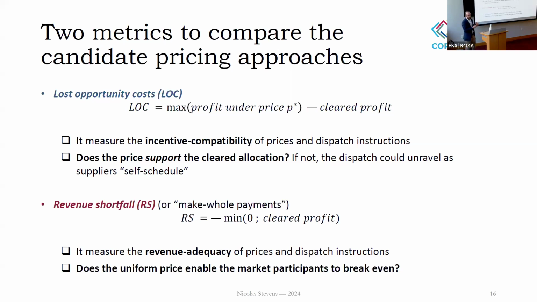The second concept is the one of revenue shortfall. So that is just, well, given the price, do we have revenue adequacy? Like the different market participants, do they simply break even with that price, yes or no?